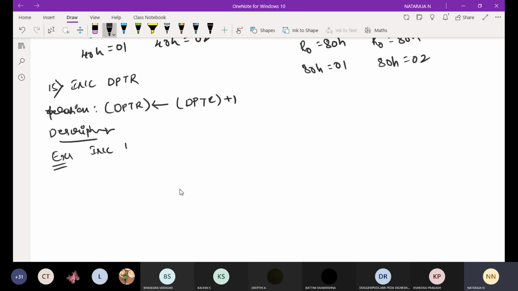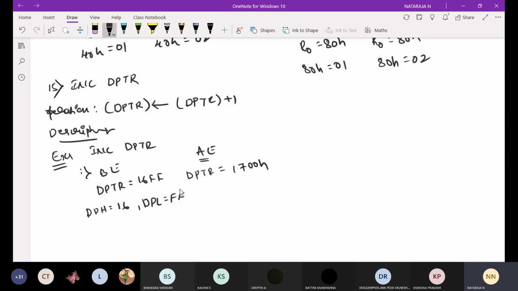Increment DPTR, before execution. First example, DPTR is equal to 16FF, DPH is equal to 16, DPL is equal to FF. After execution, DPTR becomes 1700H, and DPH is equal to 17, DPL is equal to 00.